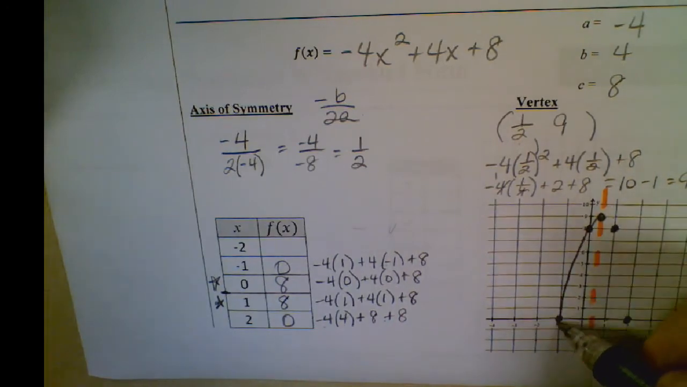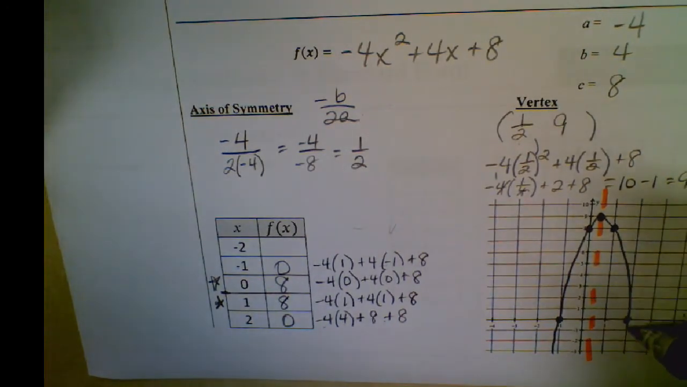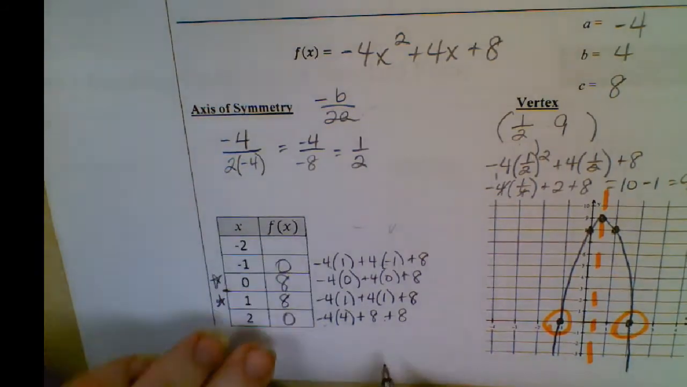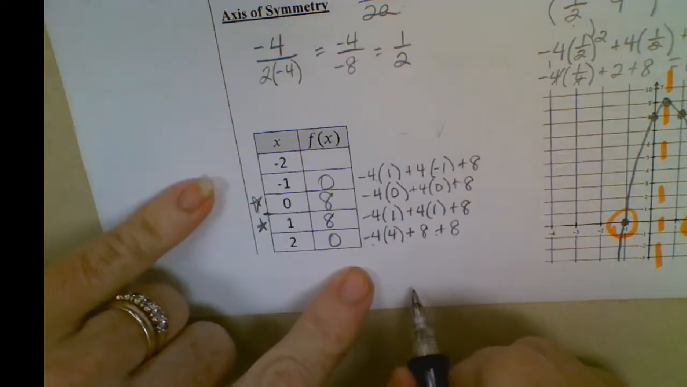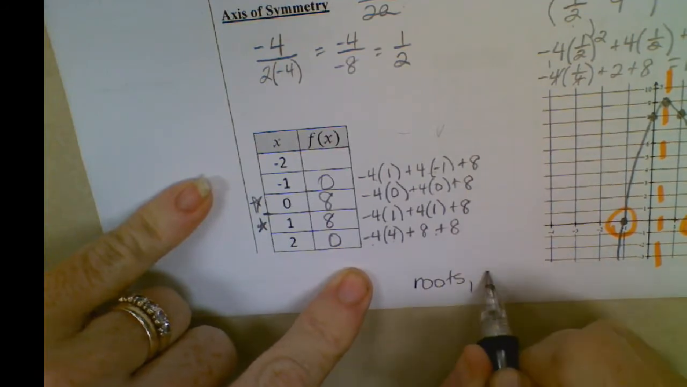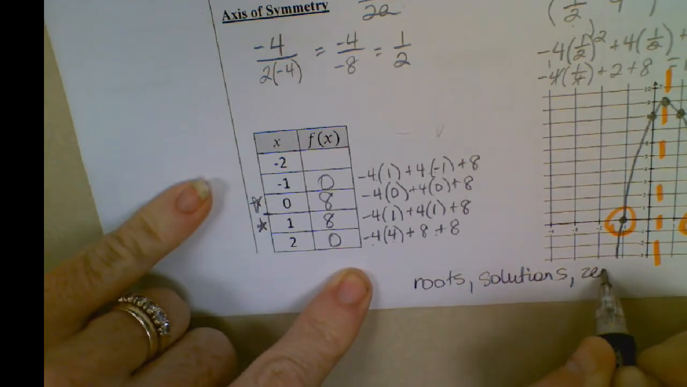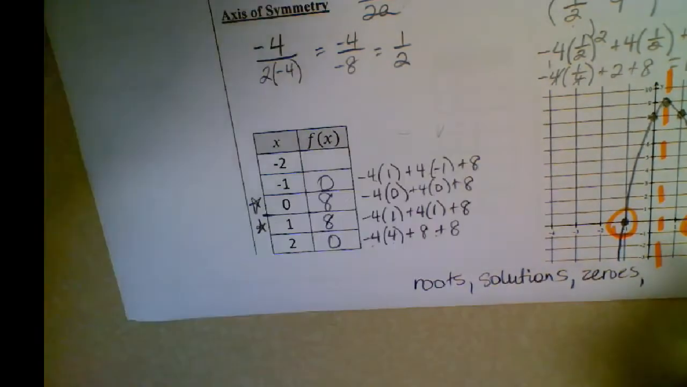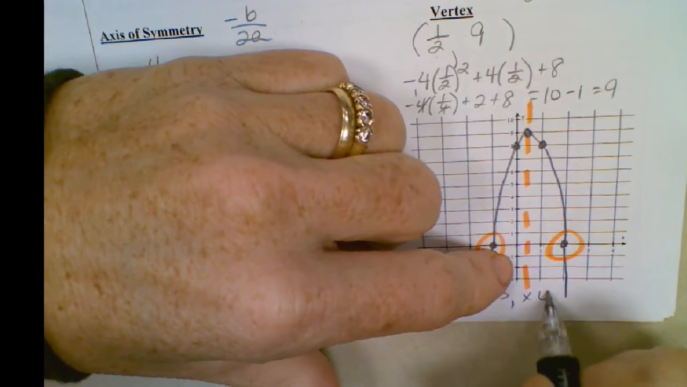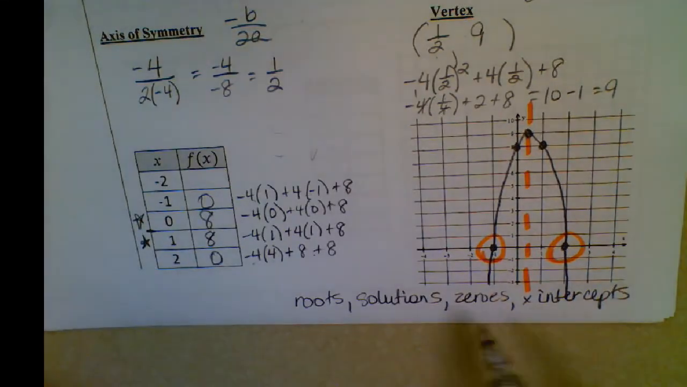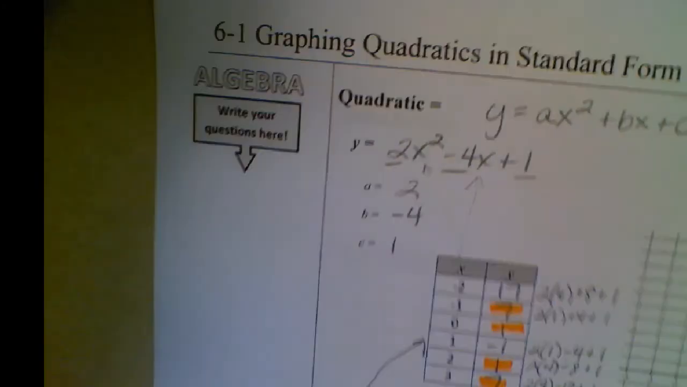So later in this unit, we're going to have a special name for these 2 points down here. So they can be called a variety of things. They're going to be called roots, solutions, zeros, and x-intercepts. They have 4 different names they can go by because that's the kind of information they give us. Okay. So later in this unit when you hear those, I want you to think of this picture right here. Okay, good. Let's go to the next page.